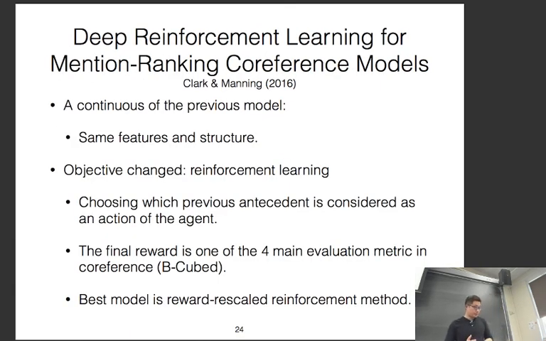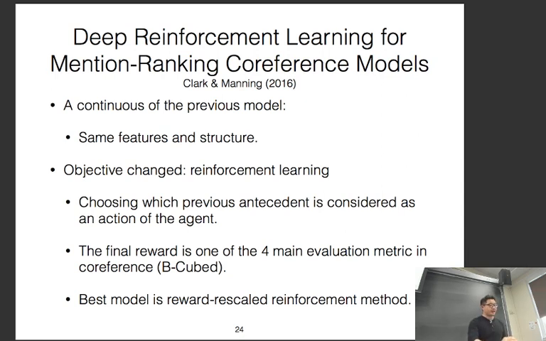So they continue to improve that previous method by introducing a little more reinforcement learning to capture the evaluation metric. In the previous slides, they were still using the Durrett and Klein hand-designed loss function. In this paper, they are using the actual evaluation metric used for coreference, B cube, one of the 4 main evaluation metrics for coreference.